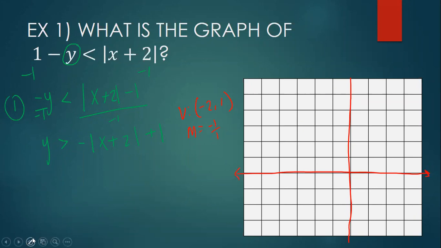Okay, so I'm going to create my graph. I'm going to go to -2, 1. There's my vertex. When I draw my lines, I have to pay attention to if it's solid or dotted. Because it's strictly less than, I have less than, that's going to be a dotted line.